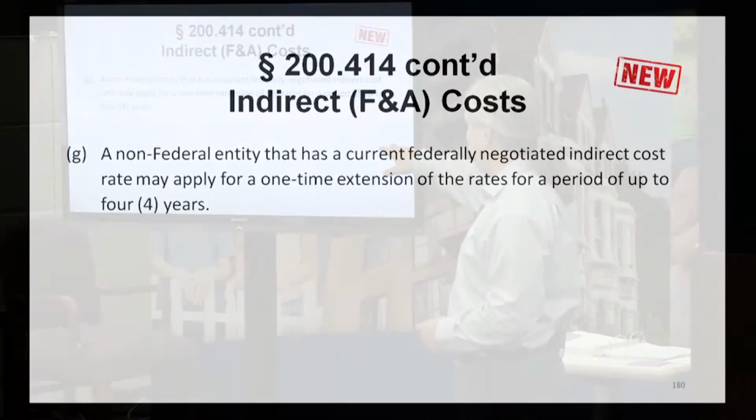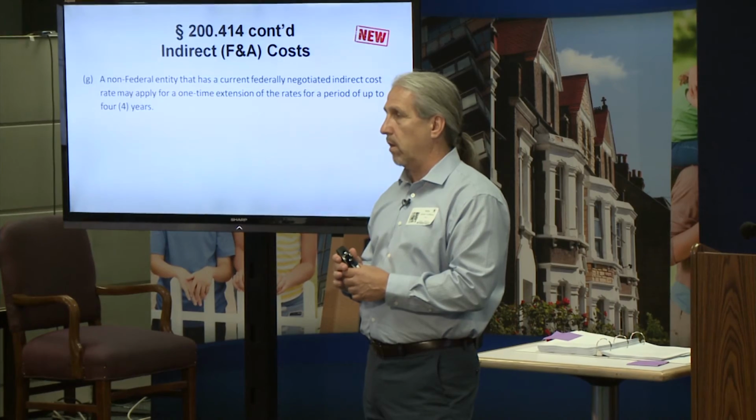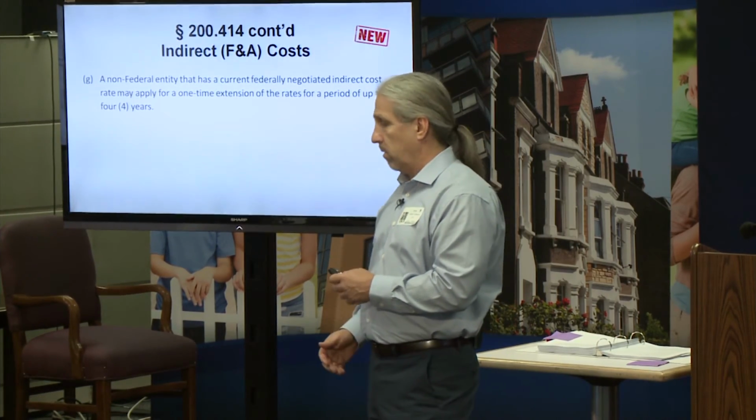The last point here in 414: a non-federal entity that has a currently negotiated indirect cost rate. New language: you can apply for a one-time extension of the rate for a period of up to 4 years. You would be locked in if you take that option. You're locked in for those 4 years. You wouldn't be able to go back and negotiate it. You have to keep that rate. At the end of those 4 years, you could go back and renegotiate a better rate. So that's a new provision.